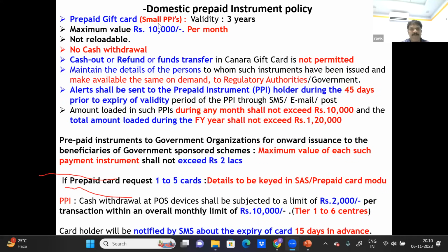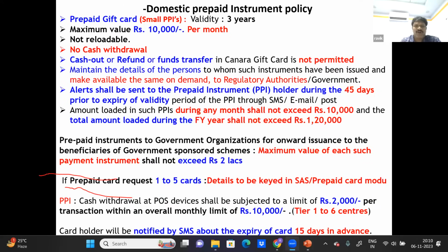Prepaid gift card means prepaid instrument. Maximum value: in a gift card, you cannot put 2 lakhs. Maximum 10,000 only. Because we are discussing prepaid cards, we should be very clear. 10,000 per month it can be created, annually 1,20,000 only anybody can take gift cards.